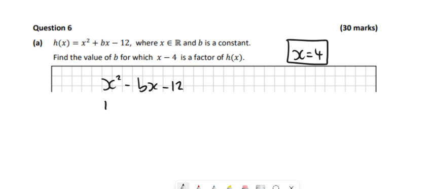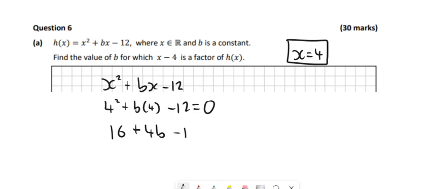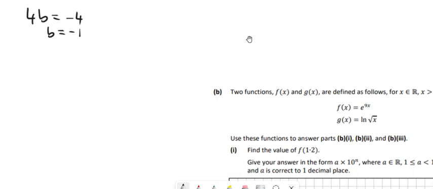If I put a 4 in, 4 squared minus b times 4 minus 12, that should be equal to 0 if it's a solution. So 16 minus 4b, so there should be a plus, I don't know why I put a minus in there, minus 12 is equal to 0. Bring over the 16 and the 12, so we get 4b is equal to minus 4, so we get b is equal to minus 1. b is minus 1 there.